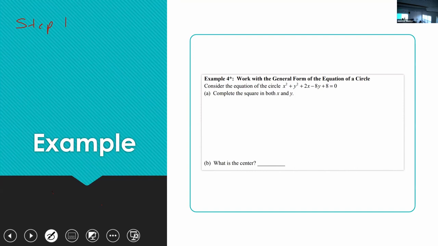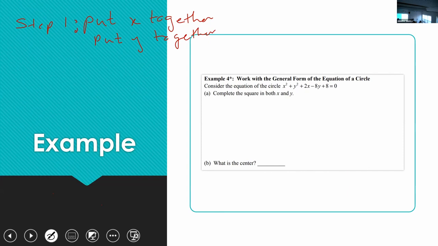Okay, so my step 1 would be I would put my x's together and my y's together, right? X squared plus 2x, and then y squared minus 8y. And then I got a plus 8 equals 0 there. We'll just ignore that for now.